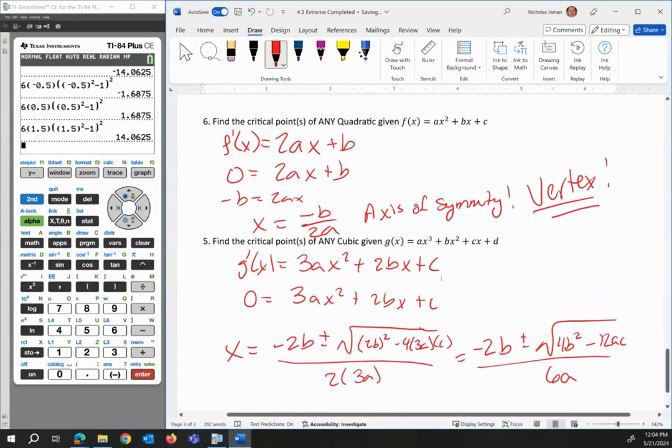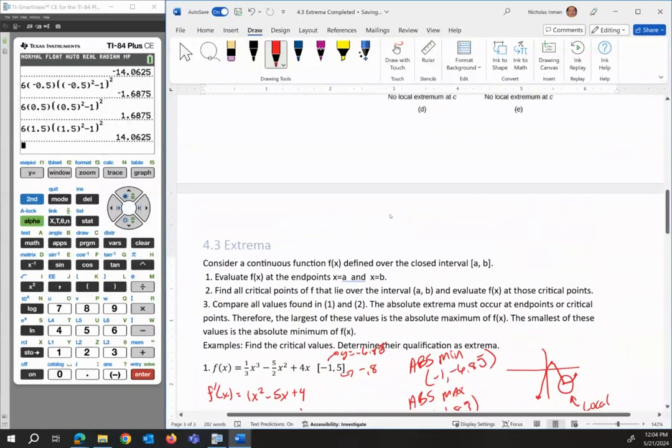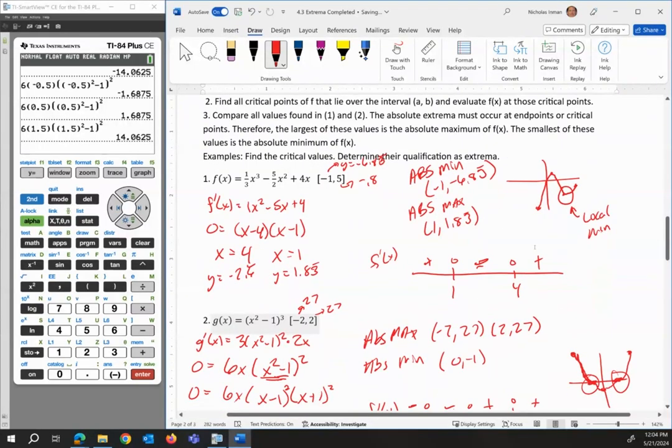All right, good luck on these. Again, the goal of finding critical values. Check your endpoints for their heights. Find the critical values where that derivative equals 0. Find those heights. Compare. Maybe use a sign chart of your derivative to figure out, did your function change direction? Are these critical values extreme values?